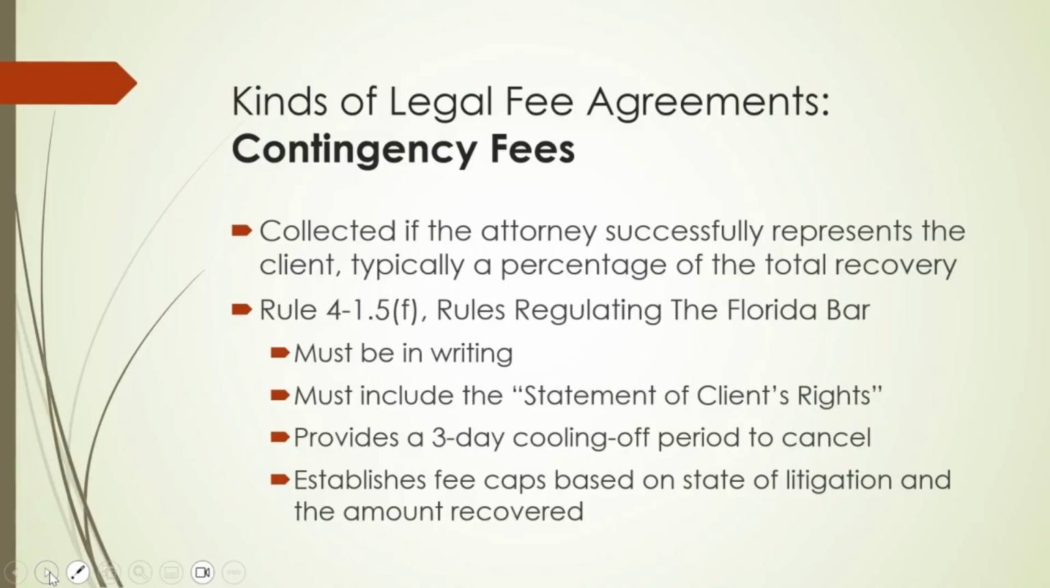amount recovered. So if you look at that, you'll see if there's never a case filed in the courts, a complaint filed in the courts, then it would be 33 1/3%. When one is filed, it goes up, I believe, to 40%. I'm not looking at the rule in front of me right now, but I'm pretty sure that's what it is. And then it gets higher as the state of the litigation gets more complex. Trial finally gets the highest amount. I don't know what that is without looking at the rule, but it's Rule 4-1.5(f) of the Rules Regulating the Florida Bar.